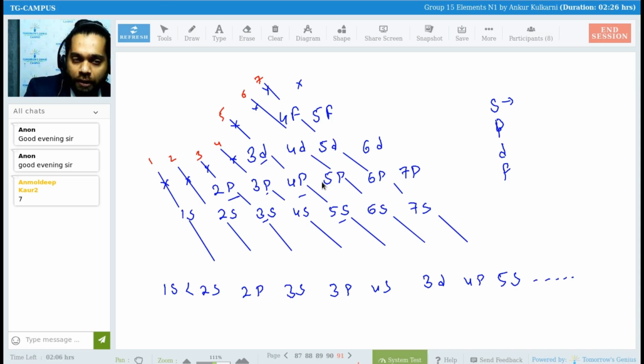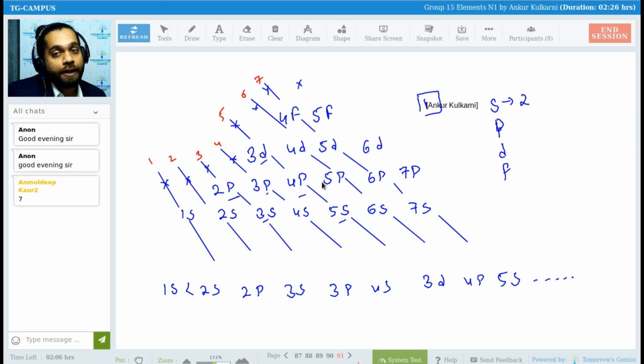Yes, Ragul, correct. Sarjana and Moldeep. Anthony, it is not 7. Who told you it is 7? No. S is 2. In the S, why are there 2 electrons? Sarjana and Moldeep, why are there only 2 electrons in the S subshell? Because we have only one orbital in the S subshell. Okay, in that orbital we can accommodate a maximum of 2 electrons.